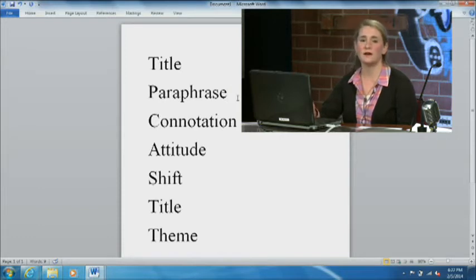So let's say it's a 5-stanza long poem. You might want to have about 5 sentences that put the poem into your own words. This helps you to really understand what the poem is about whenever you put it into your own words. So the next thing is to look for words that have a deeper meaning. Connotation is the deeper figurative meaning of the word.